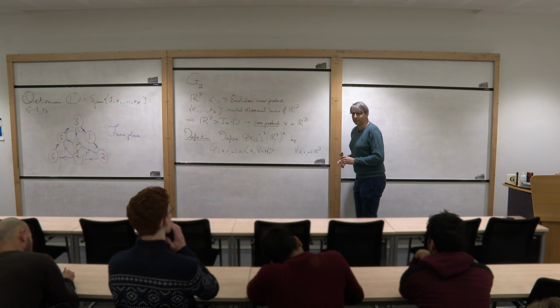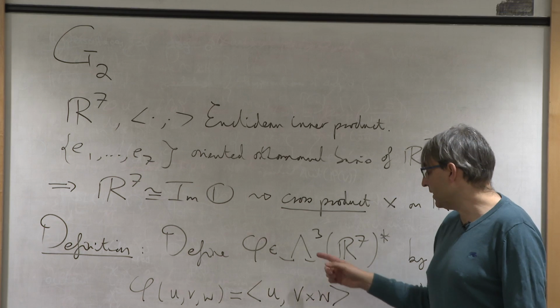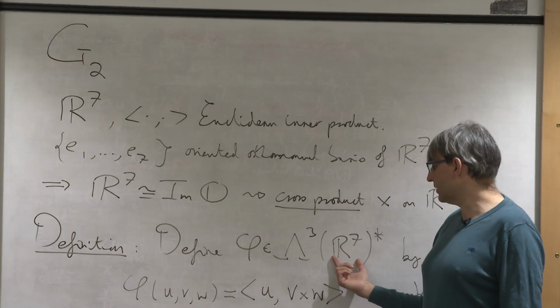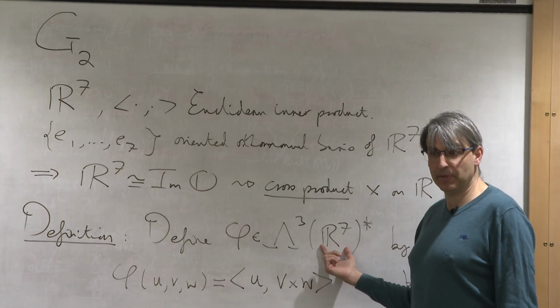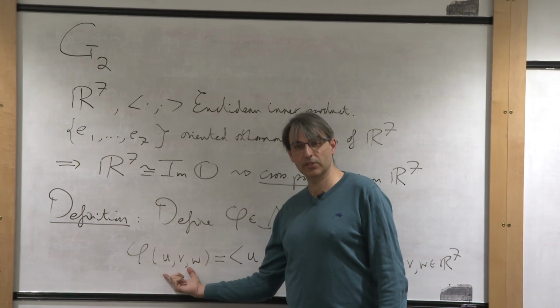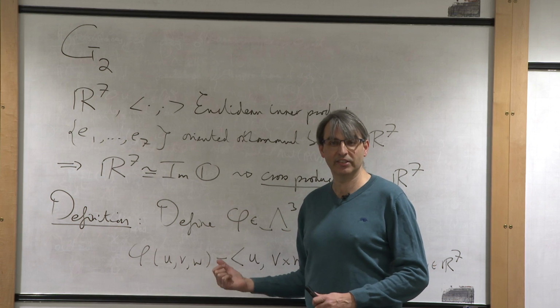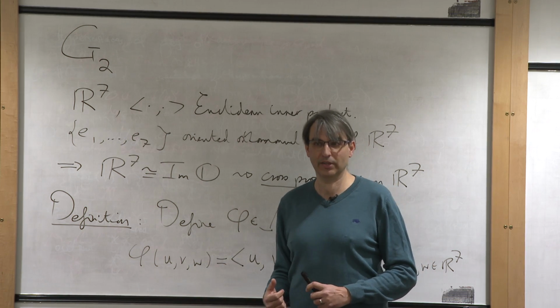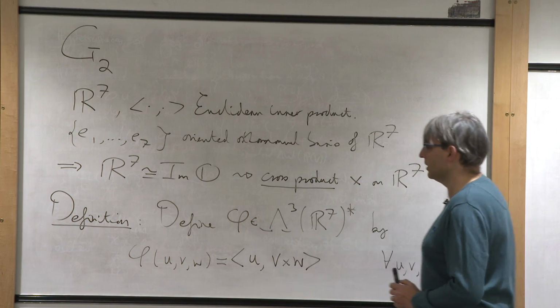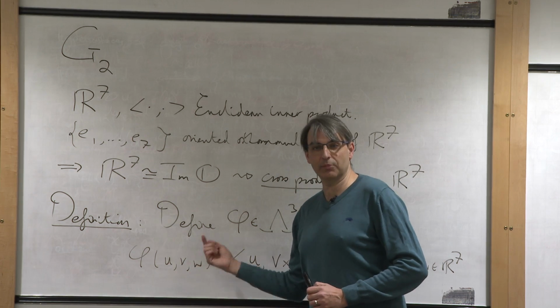Yep, go for it. Sorry, just remind me what you mean when you say 3 form? Yeah, 3 form means it just takes 3 vectors in R7 and spits out a number so that it's totally skew in the 3 entries. So if I do any permutation, I get the sign of the permutation times the answer. That's what it means by a 3 form. So if I swap these two, I get a minus sign, but if I do a cyclic permutation, I get a plus sign.